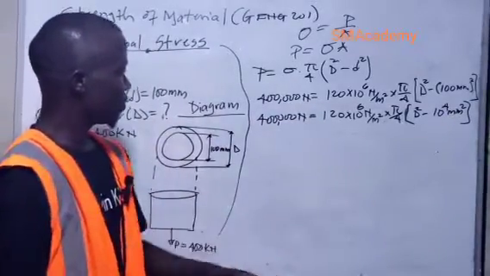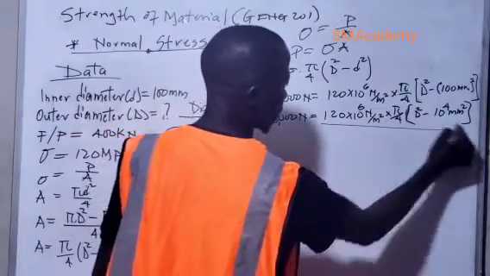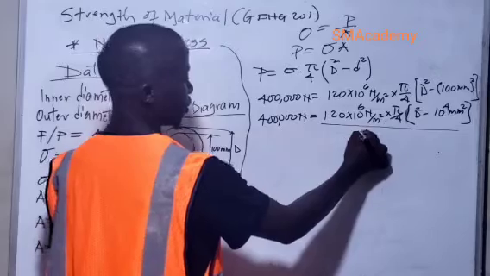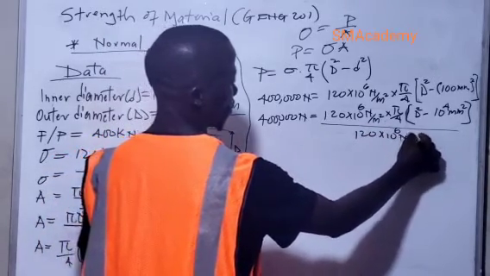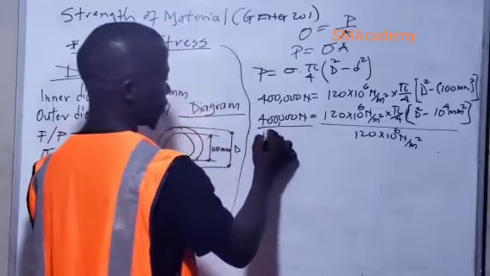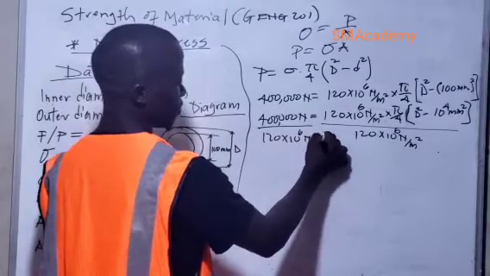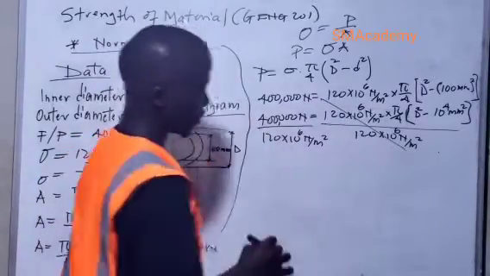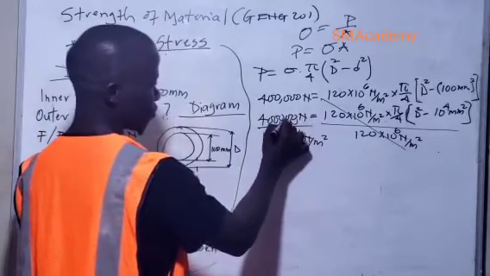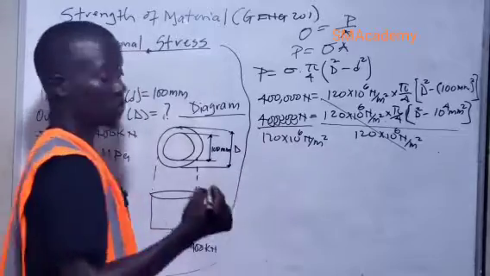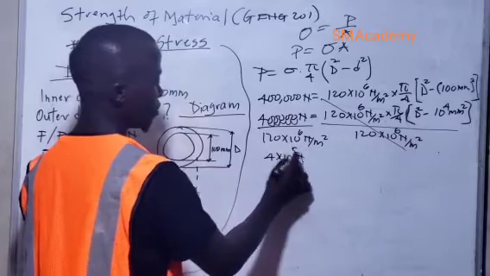Then we can start reducing the problem. Before reducing the problem, we divide both sides by 100 and 20 times 10 raised to 6 power Newton per meter square. Divide that by 120 times 10 raised to 6 power Newton per meter square. So we cancel this. We also have 400. 1, 2, 3, 4, 5. Writing standard notation, we get 4 times 10 raised to the 5th power Newton.